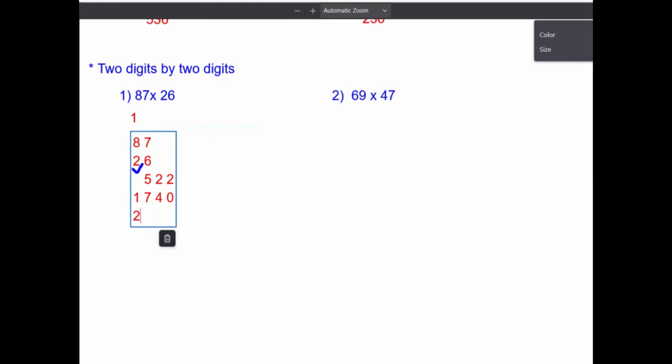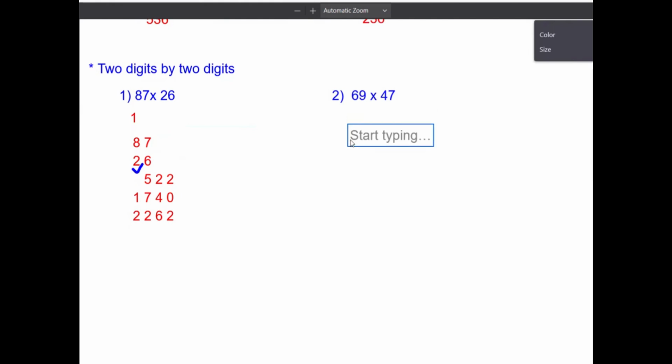2 plus 0 is equal to 2. And 2 plus 4 is equal to 6. And then 5 plus 7 is equal to 12. 2 and you carry over 1. Normal addition. And then 1 plus 1 is 2. So your final answer will be 2,262. Please don't forget.